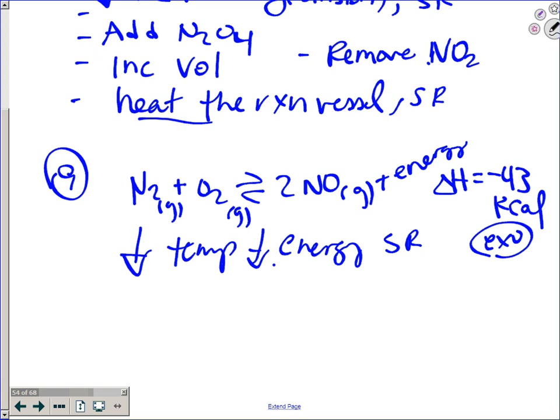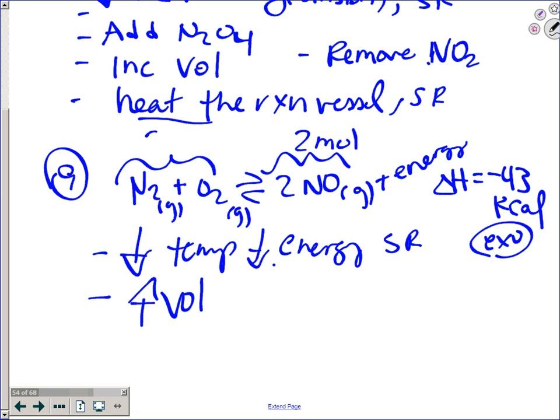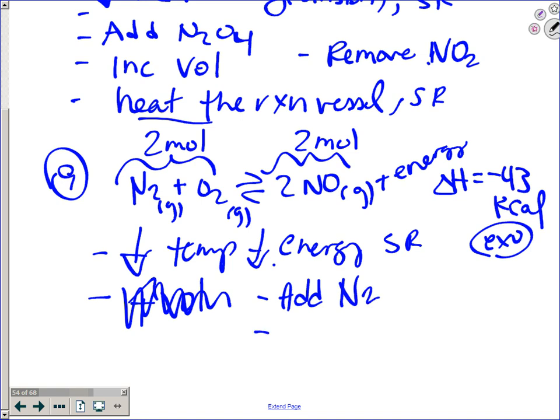Alex? Increased volume would cause, why do you say that? Because when you increase the volume, it favors the side of more moles of gas. Can you count the moles for me? Oh, never mind. I looked up. Good, so that's one thing we want to look for. There's 2 moles of gas here, and there's 2 moles of gas here, so the volume won't do anything for us. It could just cause no shift. Langston? Did you add in the N2? Okay, let me take somebody else for the next one. Amina?